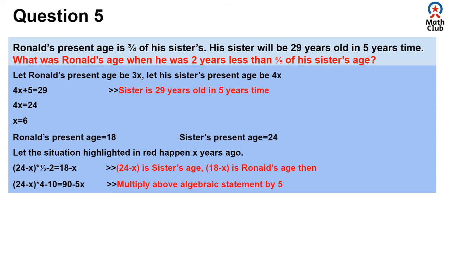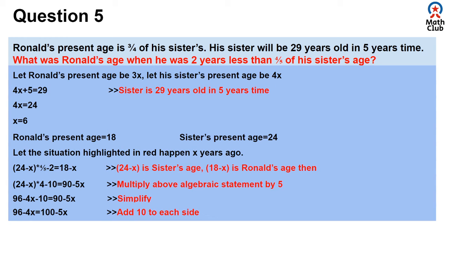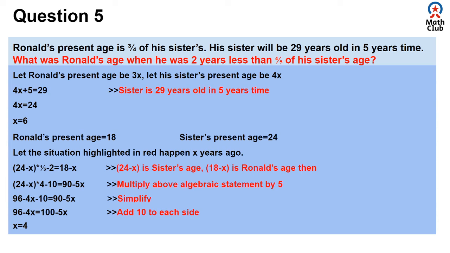And all we have to do now is to simplify the algebraic statement by first multiplying it by 5 to get rid of the denominator of the fraction. That will give us (24 minus x) bracketed multiplied by 4 minus 10 equals 90 minus 5x. So up here we can simplify the equation. So we're going to multiply that 24 into that 4 and x into that 4, which will give us 96 minus 4x minus 10 equals 90 minus 5x. And we're going to add 10 to each side, so we don't have that 10 on the left side. This will yield us 96 minus 4x equals 100 minus 5x. And we can know what x is.